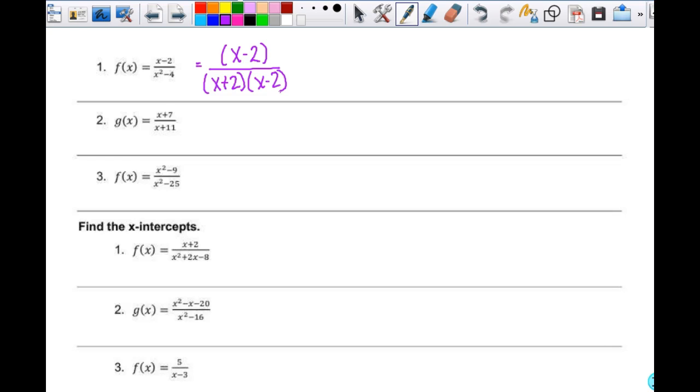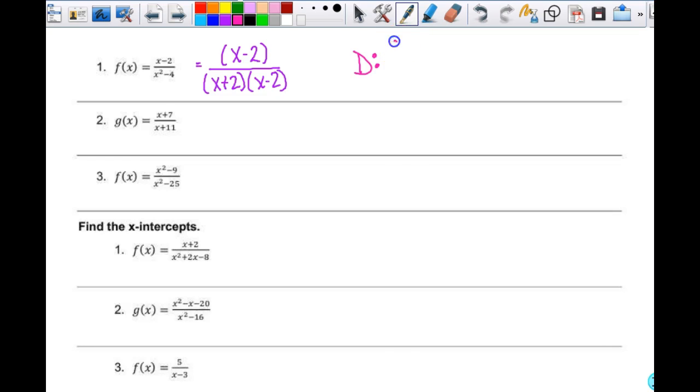The only thing that affects your domain in rationals are your vertical asymptotes and your holes. That's it. So whatever's happening in the numerator, I don't care. The only thing you look at for domain is the denominator. So the domain of this, okay, this is what we know. We know that the denominator cannot be 0, right? So x plus 2 can't equal 0, and x minus 2 cannot equal 0, right? So the domain is going to be all real numbers except for what? Plus or minus 2, right?